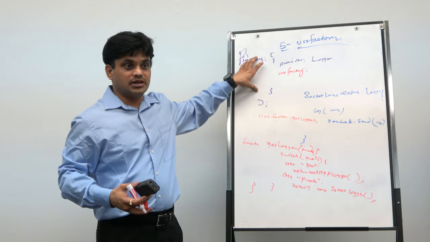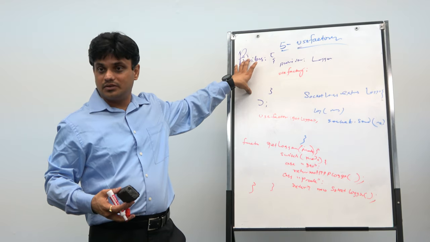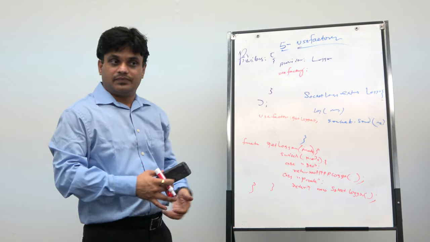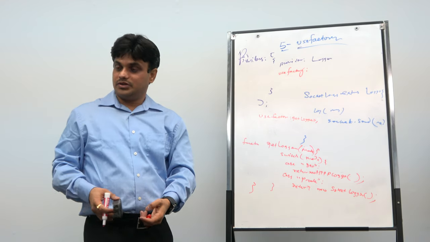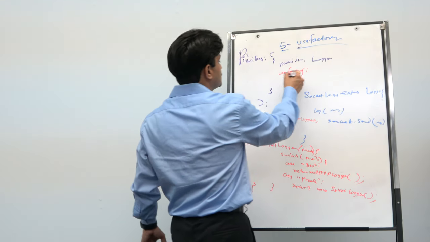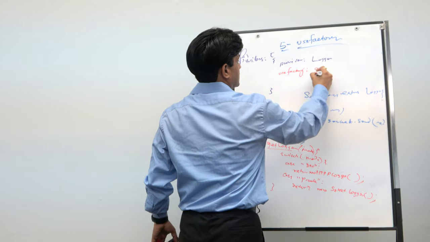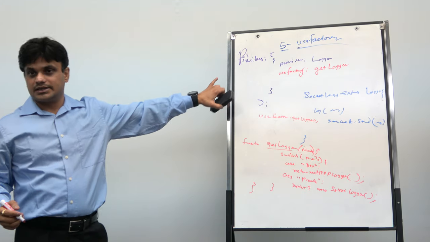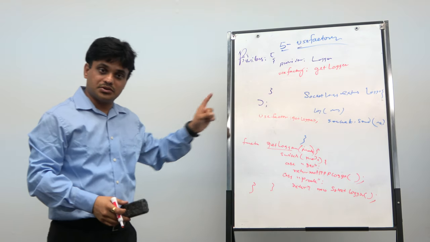Ask this question, do you have any need that you can switch the logger? So you start with this, use factory. And then you have all of the flavors in your project. Then you'll say use factory and use this class, function, get logger. This is the answer. But again, there is a question here.